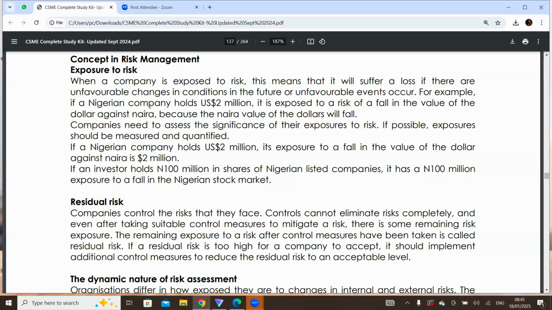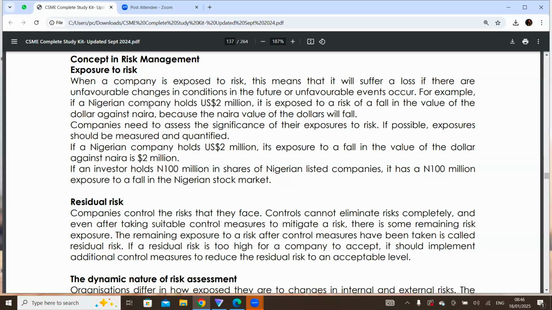Okay, continue. Companies need to assess the significance of the exposure to risk. If possible, exposure should be measured and quantified. If a Nigerian company holds $2 million, its exposure to a fall in the value of the dollar against Naira is $2 million. If an investor holds 100 million Naira in shares of Nigerian listed companies, it has 100 million Naira exposure to a fall in the Nigerian stock market. Yes, thank you very much.